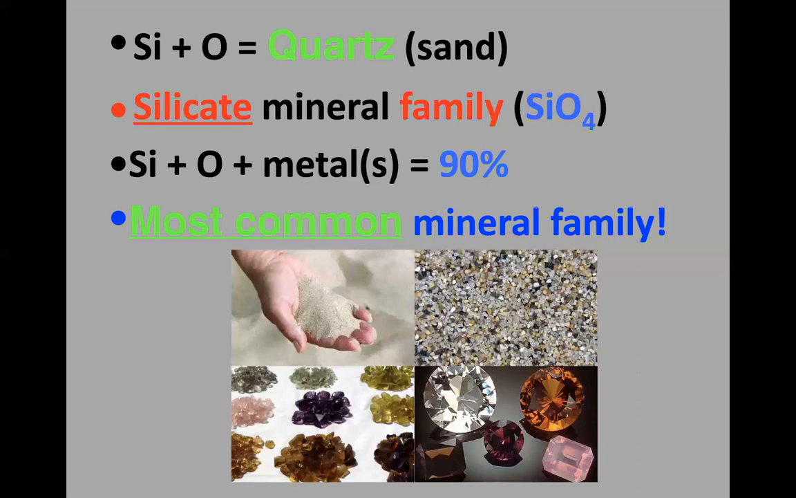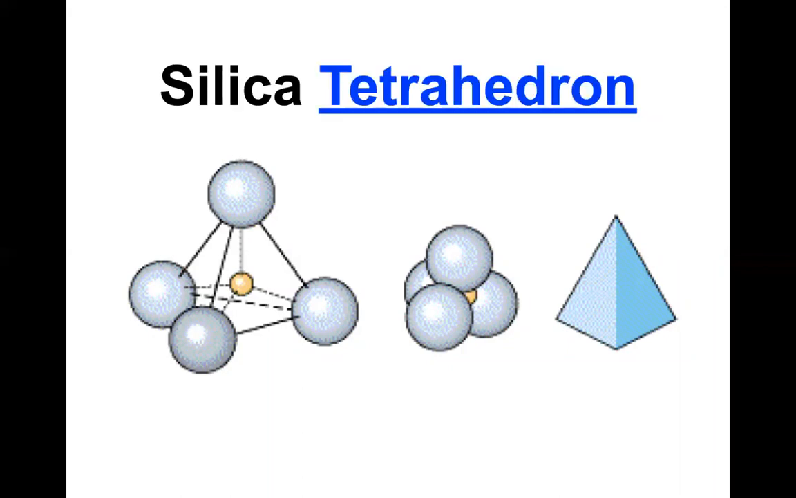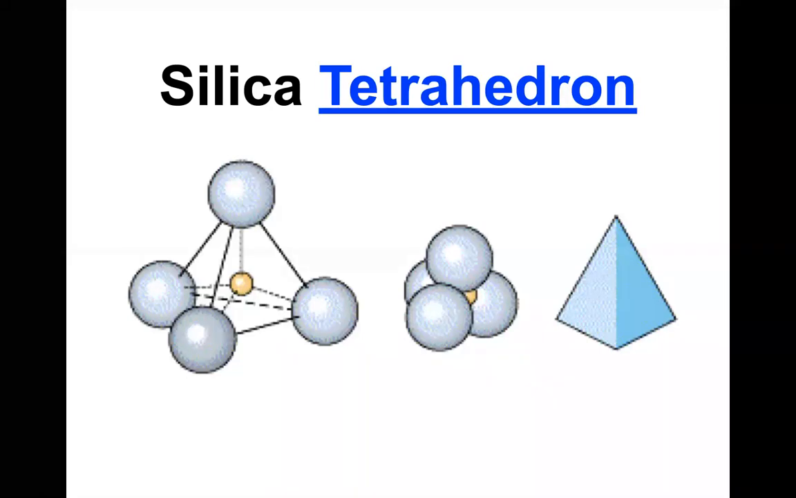All right, when silicon and oxygen combine and bond and form a compound, they form a tetrahedron. Sometimes you'll see it named silica tetrahedron. Sometimes you'll see silicon oxygen tetrahedron. The main thing is tetrahedron. Anytime you see something about tetrahedron, you should instantly think silicates. It's basically this shape. It's kind of like a three-sided pyramid.